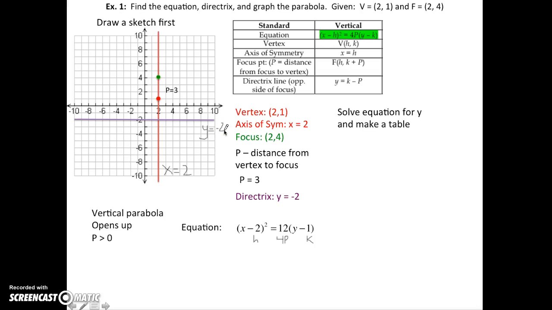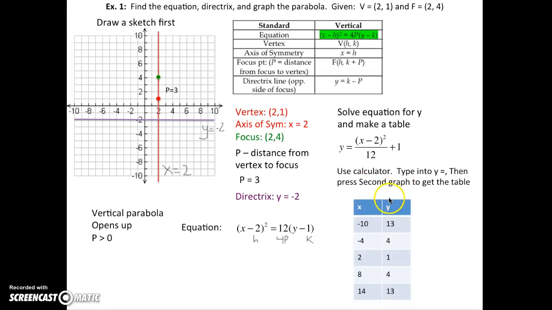So what we need to do is solve our equation for y and make a table. When I solve for y, I got y equals (x minus 2) squared over 12 plus 1. Use my calculator to find whole number points. So you're going to type this equation into y equals, then hit second graph to get a table. And when I looked at my table, I found a couple of whole number values. -10 gave me 13, -4 gave me 4, 8 and 4, 14 and 13.